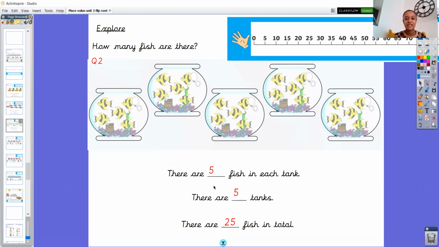Okay, let's see if we can do the stem sentences together. There are 5 fish in each tank. There are 5 tanks. There are 25 fish in total.